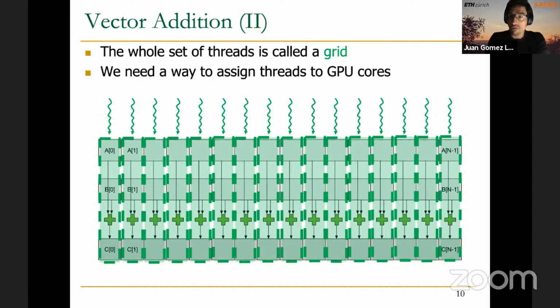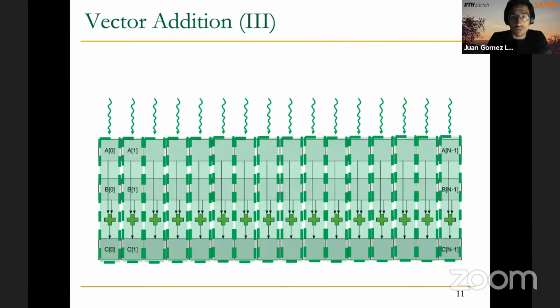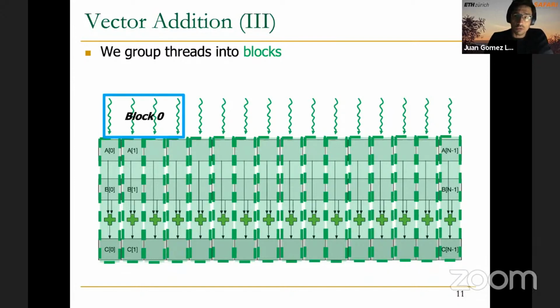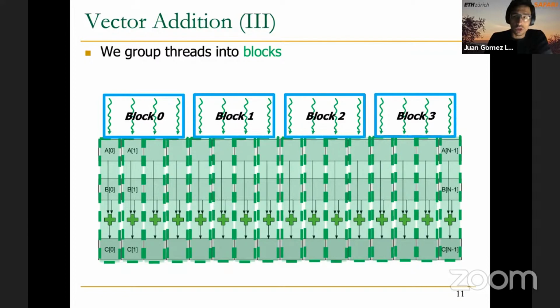And we need to have a way of partitioning this grid in order to assign the threads to GPU cores, because in the end, as you remember, and you will see again in one of our slides, the GPU is composed of multiple cores, and we need to decide in some way, or the scheduler that the GPU has internally will have to decide, how to assign threads to different GPU cores. And to do that, we define the thread blocks, or simply blocks. So for example, these four threads will be block 0, these other four threads will be block 1, block 2, block 3, and so on.